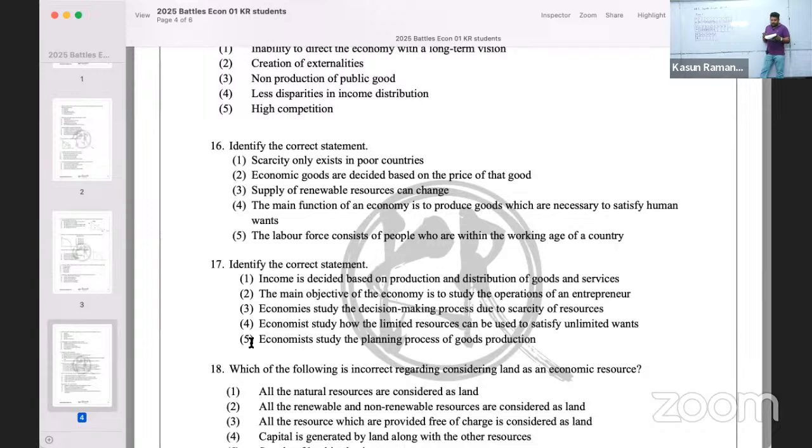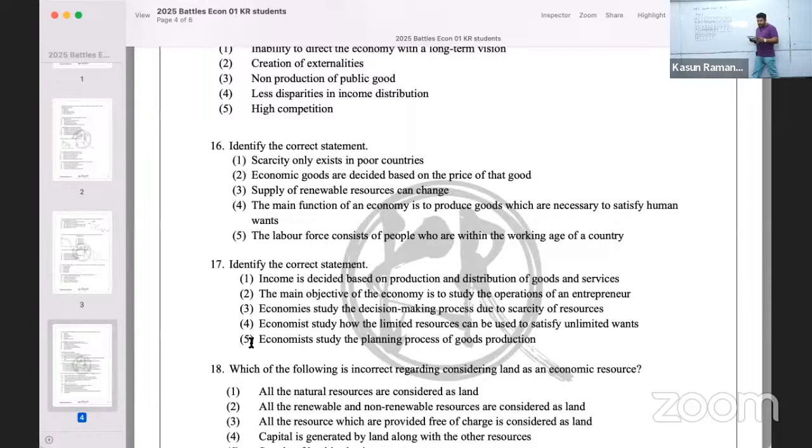Anyway, fourth one: the main function of the economic system is to produce the goods which are necessary to satisfy human wants. That is correct. Solving scarcity, right? That's okay. The fourth one, labor force consists of the people who are within the working age of the country. It is also correct, but subject to some small things. Then the fourth one can be taken as the most correct answer. For question number 16, we can go with the fourth.